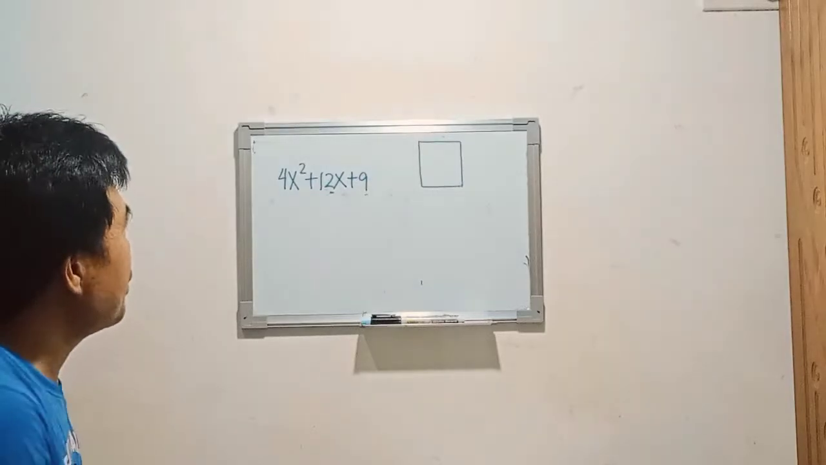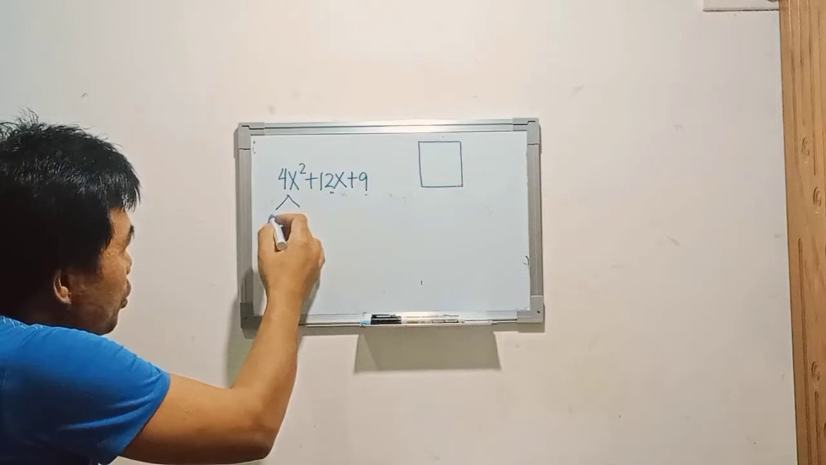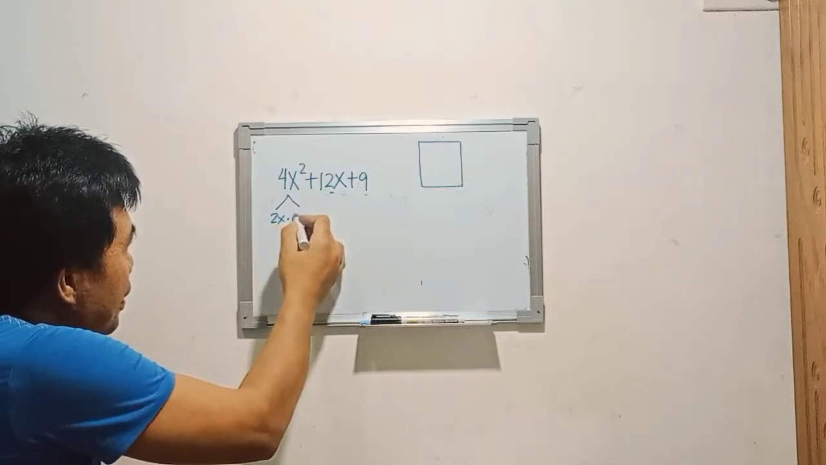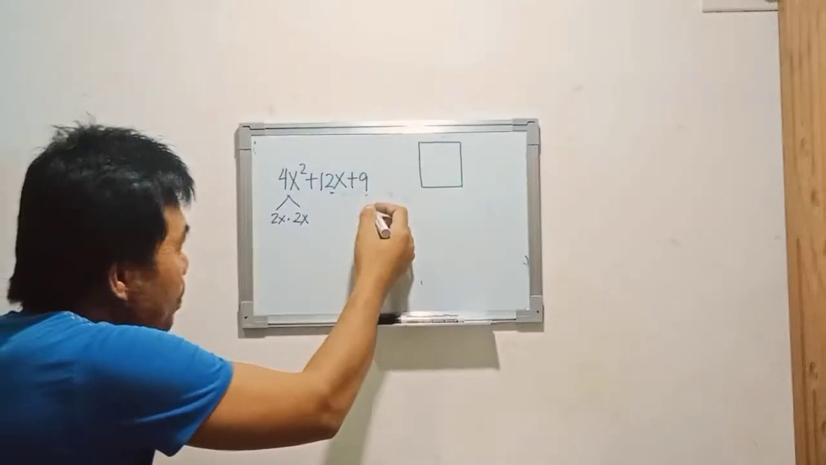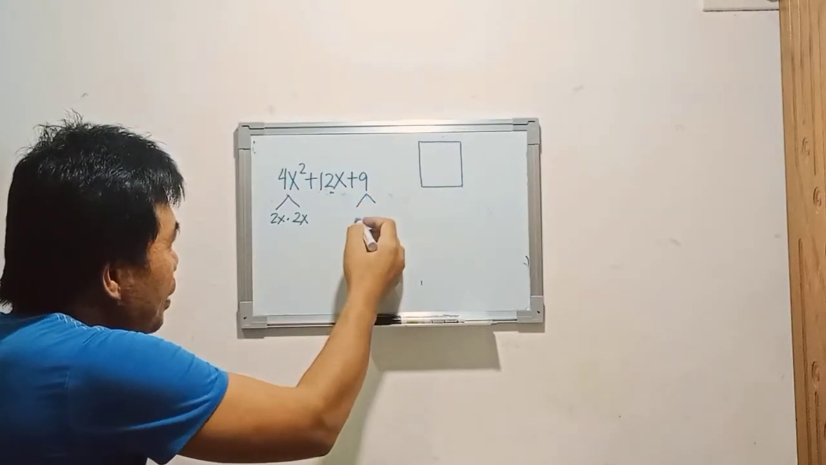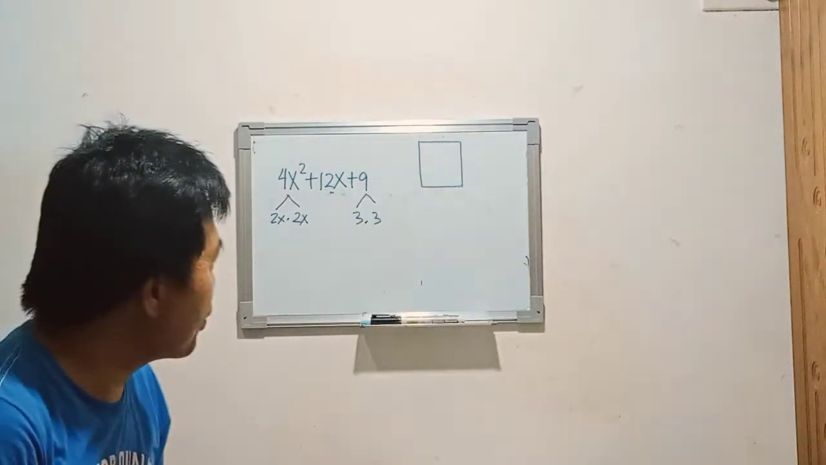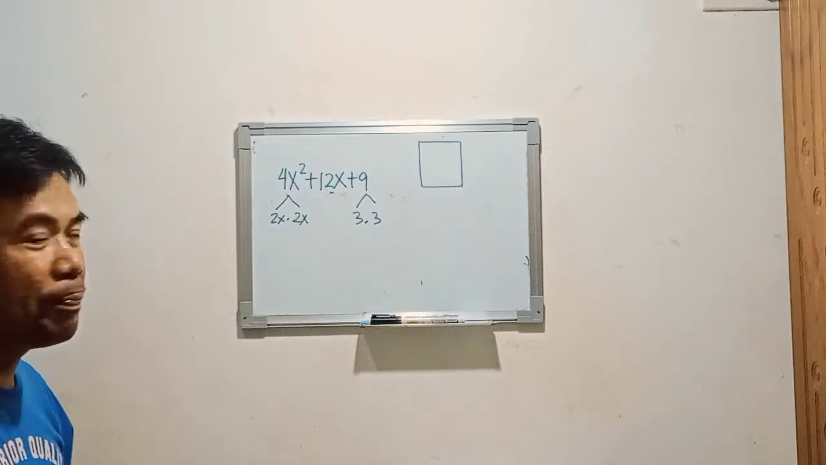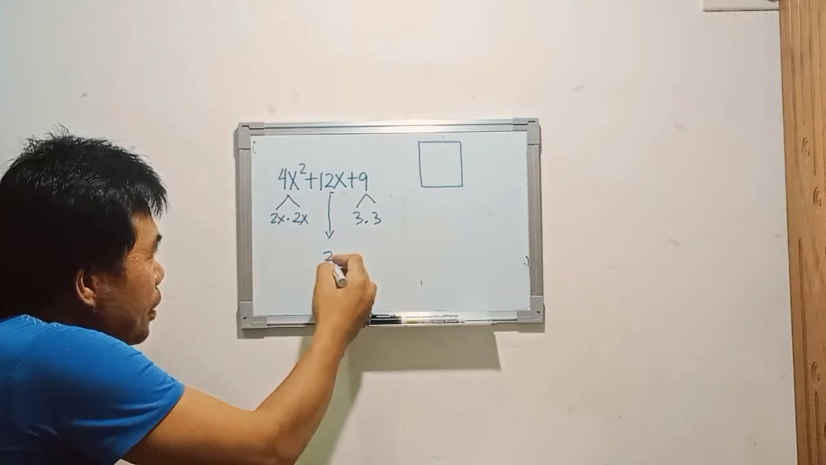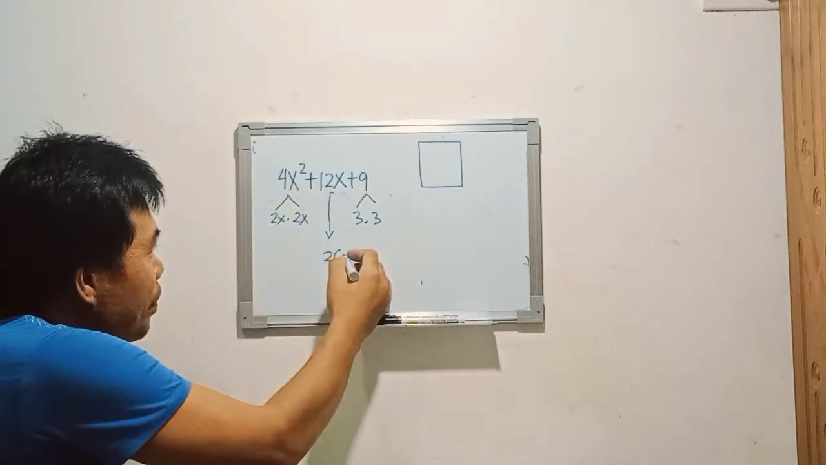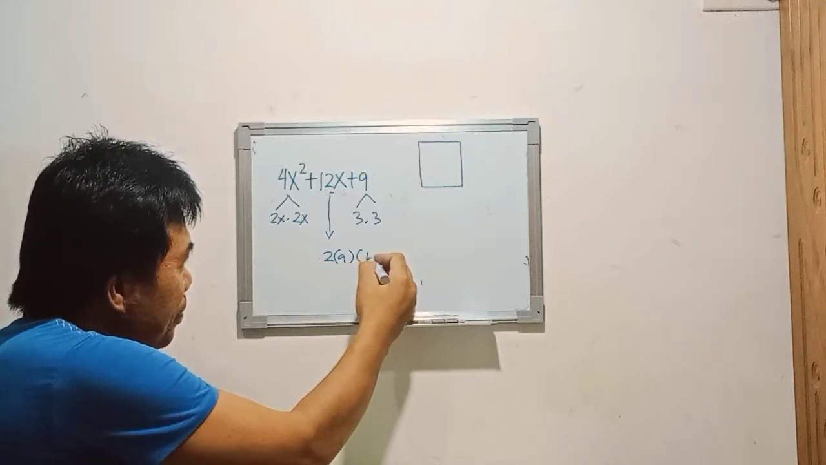So the first term, 4x squared, is a perfect square, since 4x squared can also be written as 2x times 2x. And the last term, 9, is also a perfect square, since 9 can also be written as 3 times 3. Okay, the next criterion is that the middle term is twice the product of the square roots of the first term and the last term.